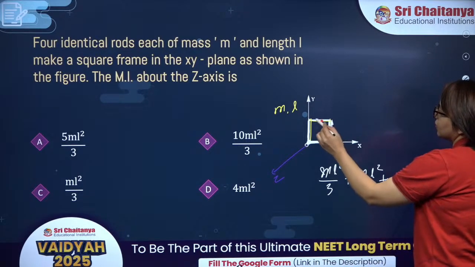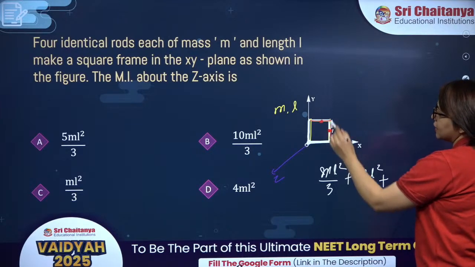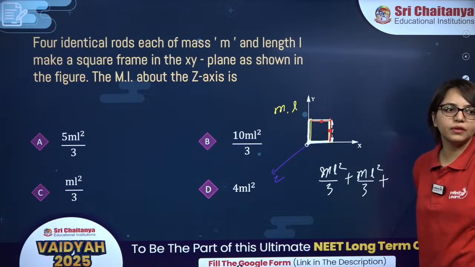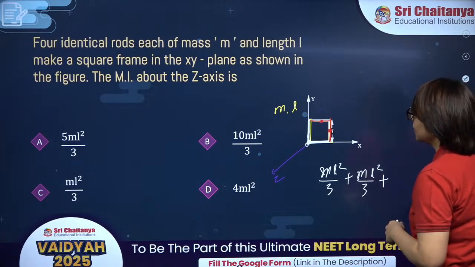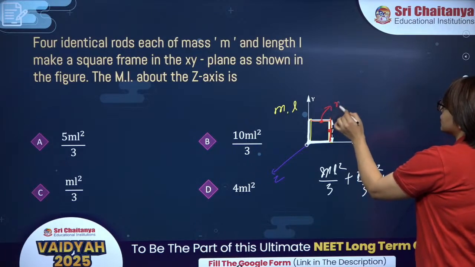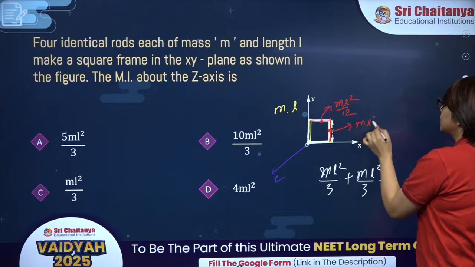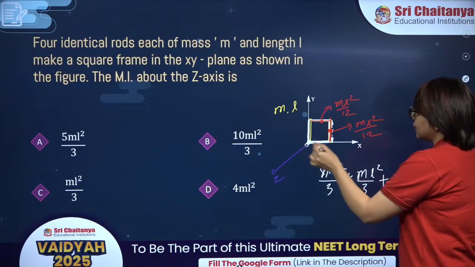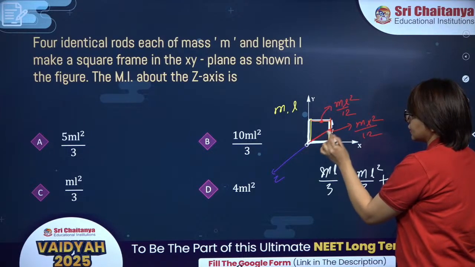Okay, so we can't tell anything directly about this rod as well as this rod, because axis is not passing through the end. The axis is slightly away from it, right? So moment of inertia about its center is ml square by 12, and moment of inertia about this center is ml square by 12. Fine. Now what is the distance between this axis and this axis? So you have to find this distance.